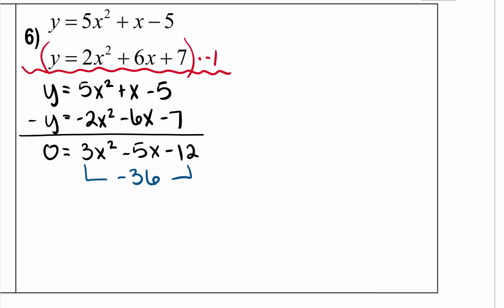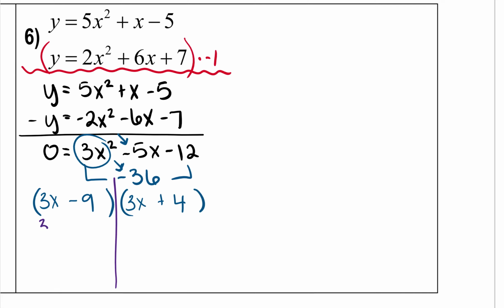So now we know we're going to have two parentheses, like always. My first x squared, or my only x squared, is 3x. So I write 3x in each one. And now I need two numbers that multiply to negative 36 and add to negative 5. In this case, it'd be negative 9 plus 4. Okay. Now I split this up and solve each one for x. And again, if you know the shortcut, use it if you want to. I'm going to go ahead and just show this work just for people that need it.